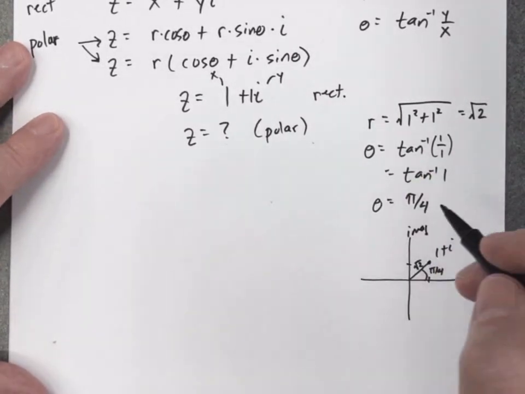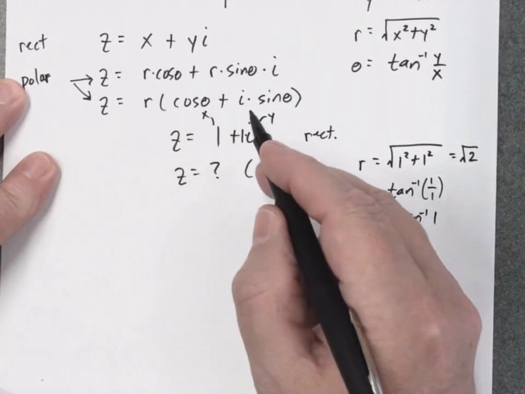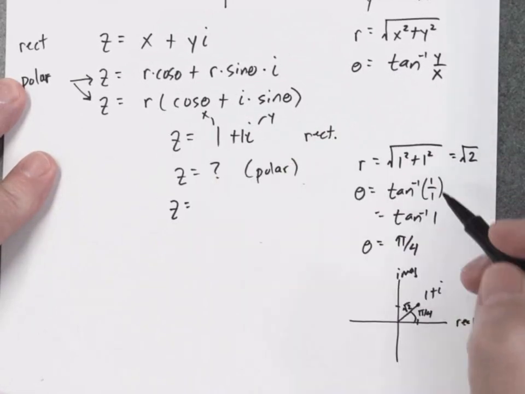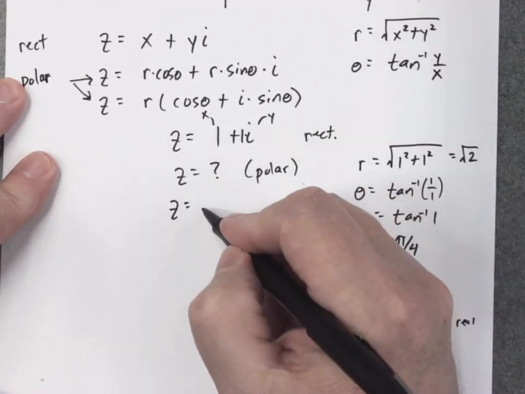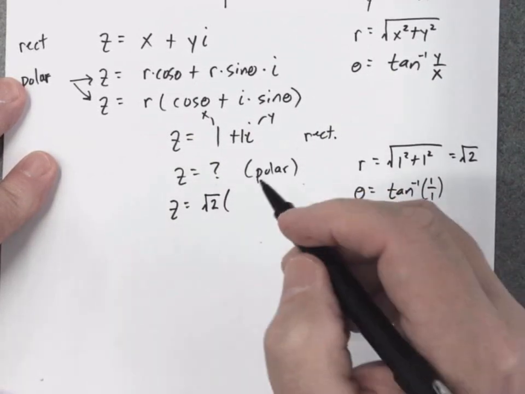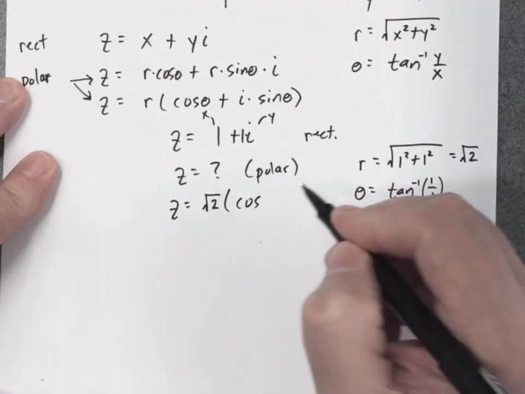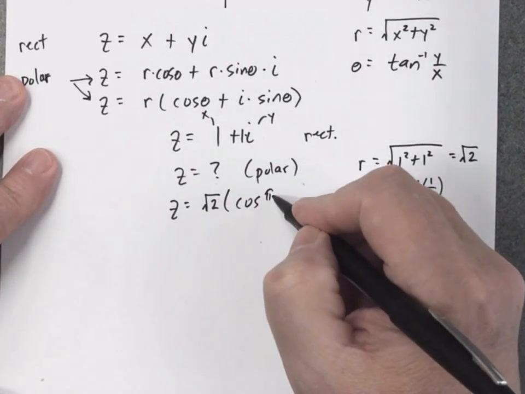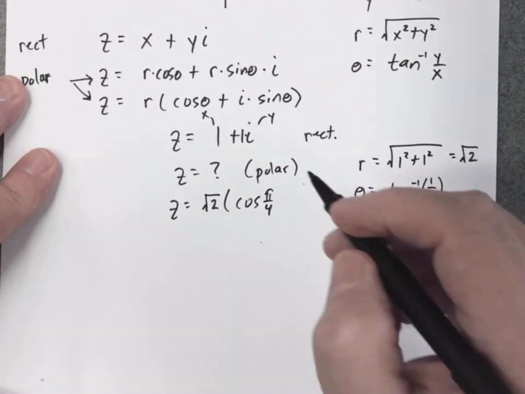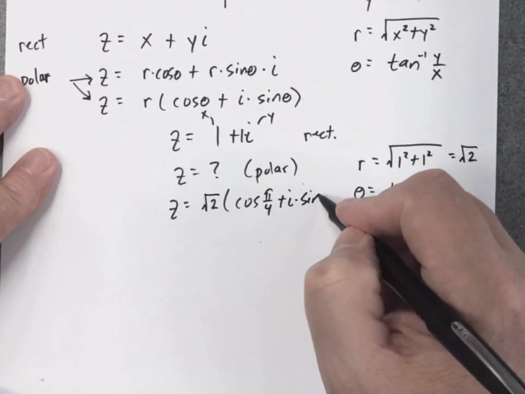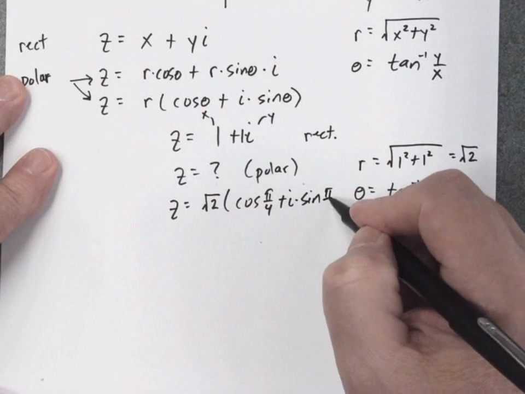So now, this is the form we write it in though. We write z equals r. r is square root of 2. Cosine of theta, which is pi over 4, plus i times sine of theta.